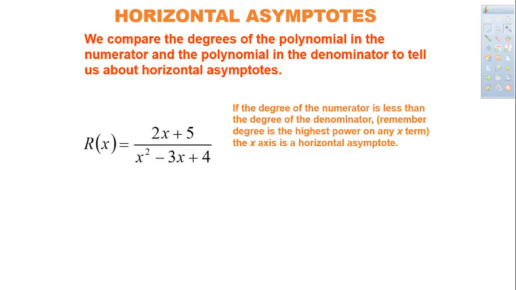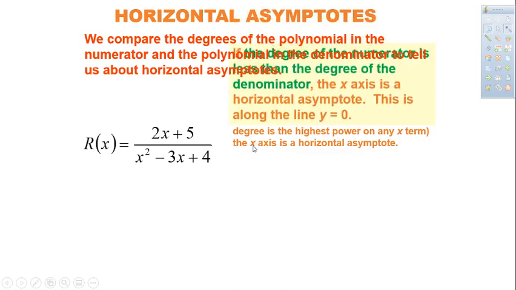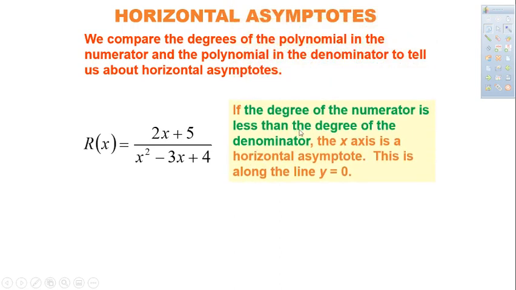So how do we find horizontal asymptotes for rational functions? Pretty simply, we look at the degree of the numerator and the degree of the denominator. If the degree of the numerator is smaller than the degree of the denominator, then the horizontal asymptote is the x-axis. In other words, the line y equal to 0. So let's take a look at this example here. The degree of the top is 1 because that's a linear expression, and the degree of the bottom is 2. That's a quadratic expression.